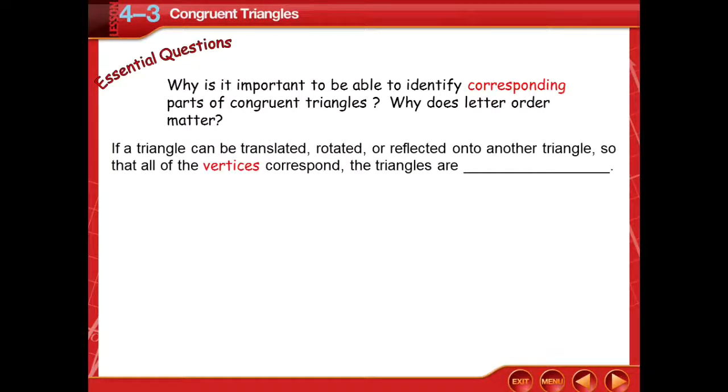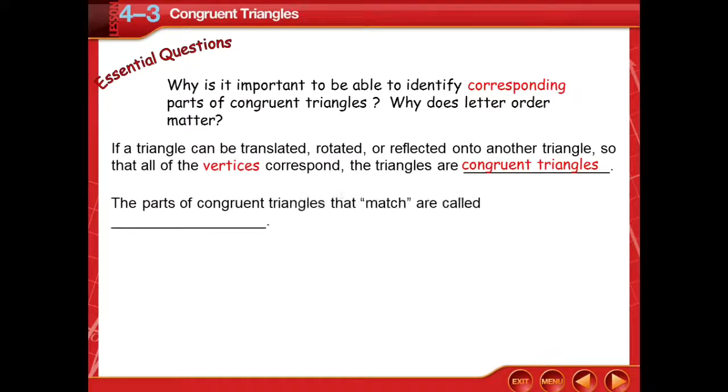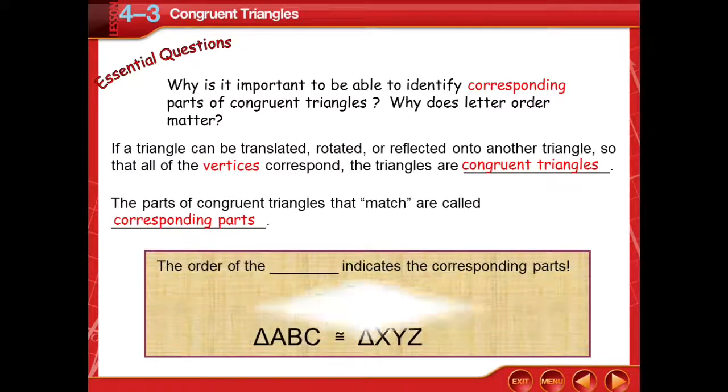Well, if a triangle can be translated, rotated, or reflected onto another triangle so that all of the vertices correspond, the triangles are congruent triangles. That means they have the same angles and the same length sides. They have equal measures. The parts of congruent triangles that match are called the corresponding parts. The order of the vertices indicates the corresponding parts.